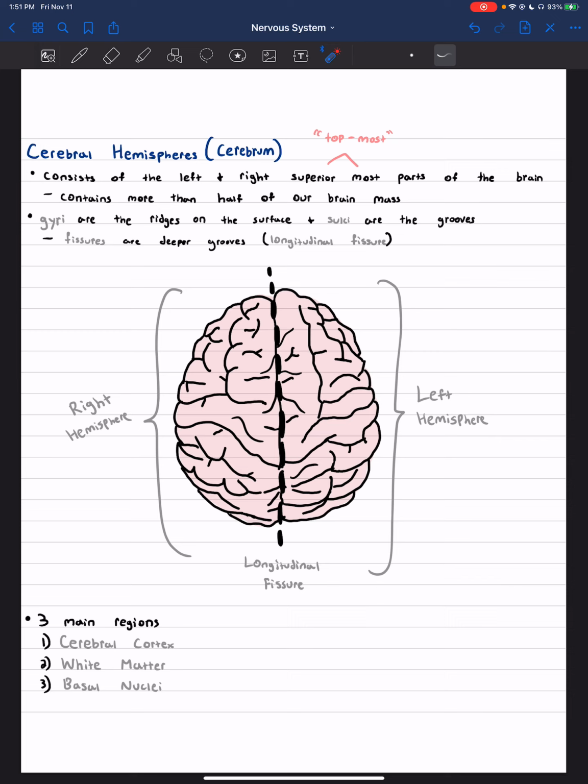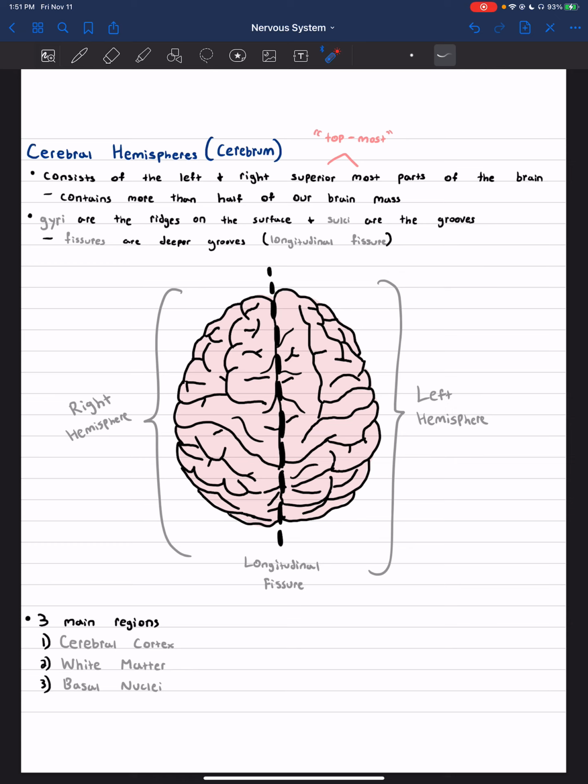And this will actually contain more than half of our brain mass, which is pretty substantial. So, a little extra information is that we've got a couple of definitions for the grooves and the ridges of our brain. They've actually got names. I know it's kind of crazy, but the gyri are the ridges on the surface, and the sulci are the grooves. Now, we have deeper grooves, which are referred to as fissures, and the most well-known one is the longitudinal fissure. So, the longitudinal fissure is this thing right here, dotted in this black dotted line, and it kind of marks the division between our left and our right cerebral hemispheres.